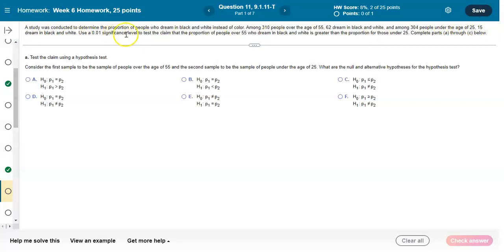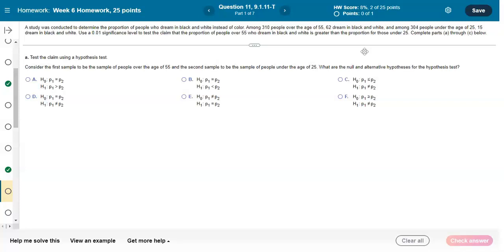Use a 0.01 significance level to test the claim that the proportion of people over 55 who dream in black and white is greater than the proportion for those under 25. Complete parts A through C below. So we have two groups of people here. We have people over the age of 55 and we have people under the age of 25.